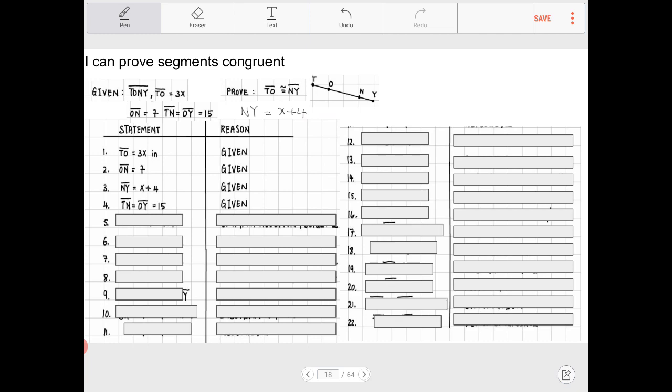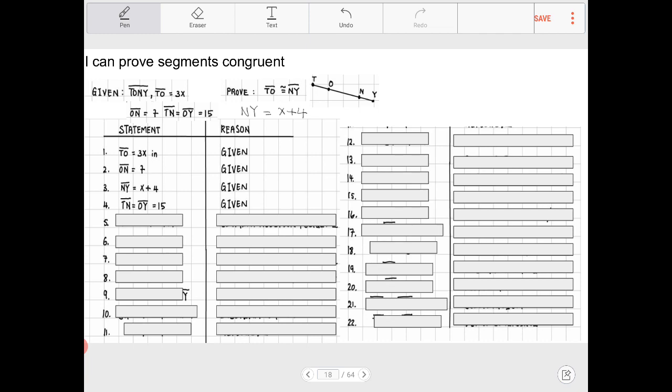Okay, so how are we going to do this? Well, one of the things that I notice is that there's an overlap between TN and OY, and we know that TN and OY are both equivalent to one another in length, right?